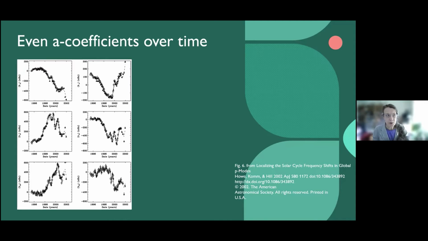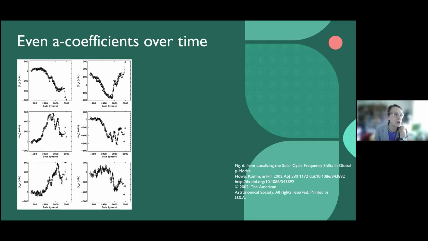So we have what we call the even a coefficients. If you use a coefficient expansion of all the modes of the same degree and radial order and different azimuthal order, the odd components of that expansion tell you about the rotation, but the even coefficients tell you about the asphericity, which is quite a small effect, but it's very definitely there.